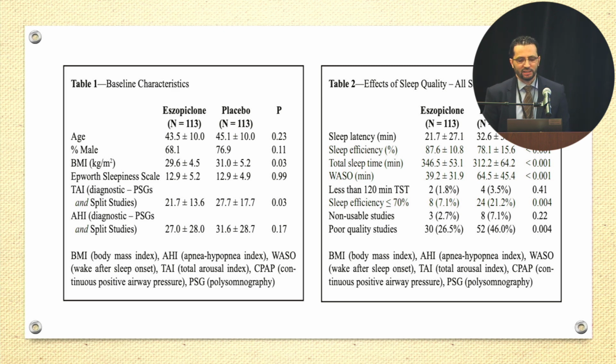They defined an inadequate titration as the patient sleeping with PAP for less than 2 hours, or 120 minutes, or having an incomplete titration, meaning a higher RDI than 5 or 10. And they found that eszopiclone improved sleep latency, sleep efficiency, total sleep time, and also reduced WASO, or wake after sleep onset. It also improved the quality of the titration studies.